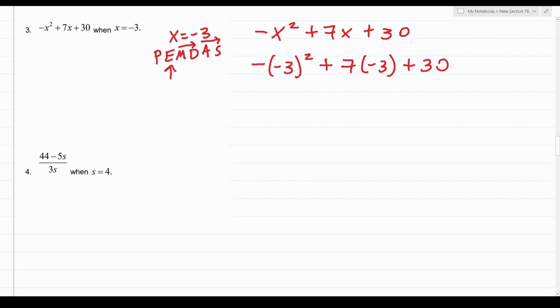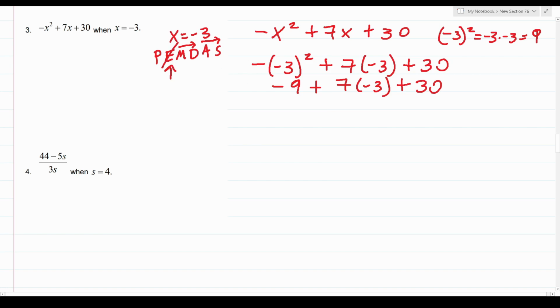That is to say, we're going to take care of this negative 3 squared, which is the same as negative 3 times negative 3. Negative 3 times negative 3 is going to be positive 9. Again, a negative times a negative is a positive. So that said, we have this negative hanging out here. So this is negative 9 plus 7 times negative 3 plus 30. All right, so what do we have left?